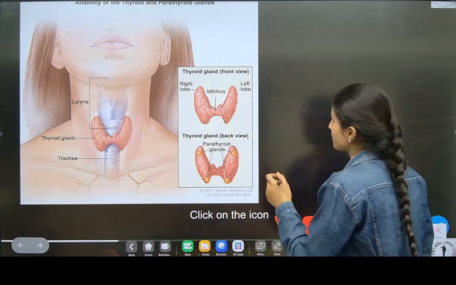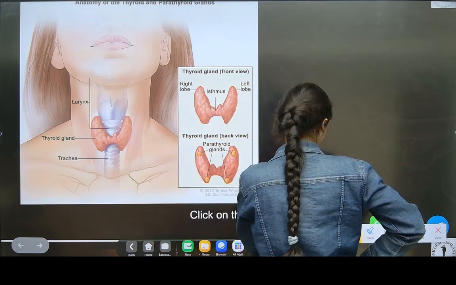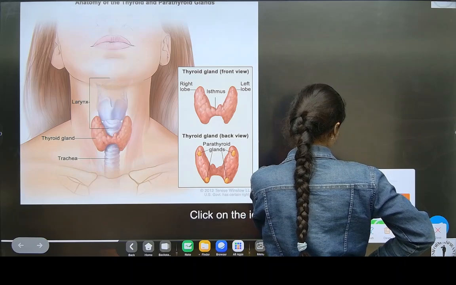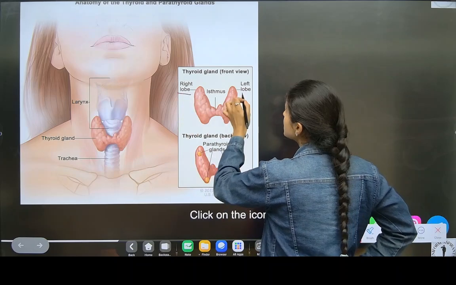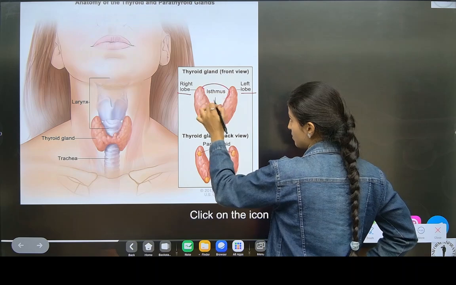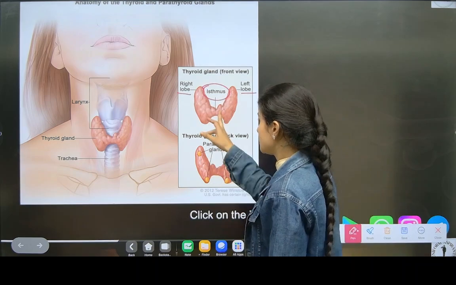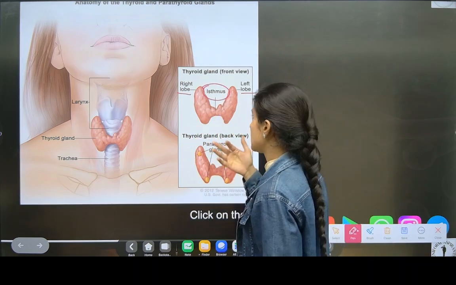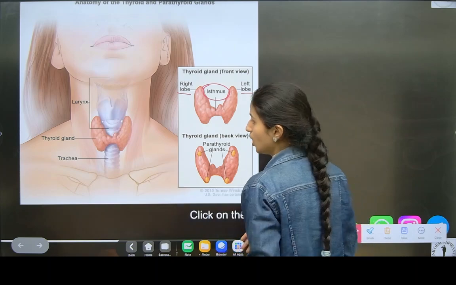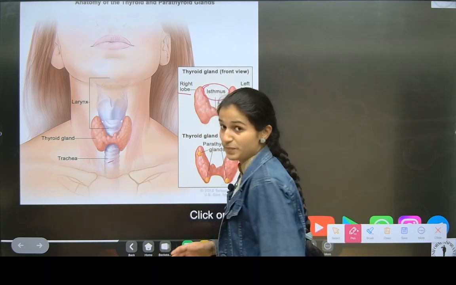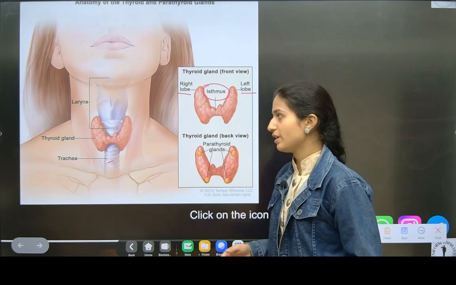Now see here. This is the right lobe, this is the left lobe, and this is called the isthmus. It means the lobes are attached by a thin flap called the isthmus, and in between there is the trachea, one of the parts of the respiratory tract.